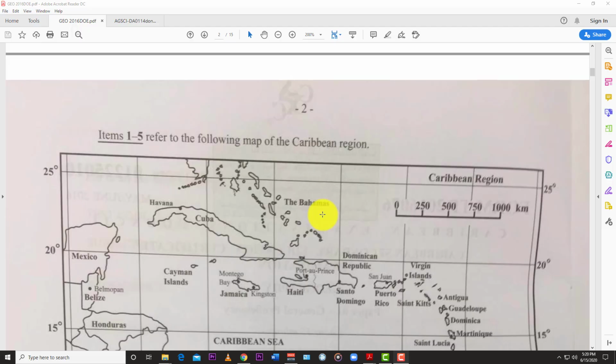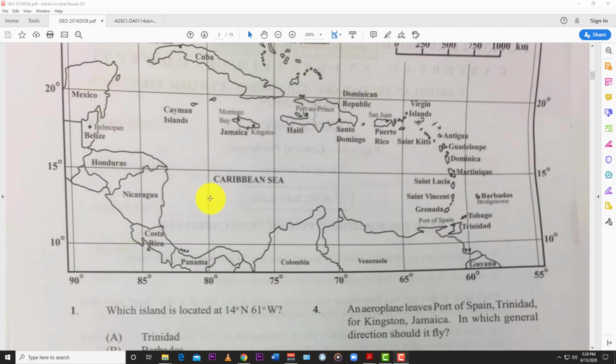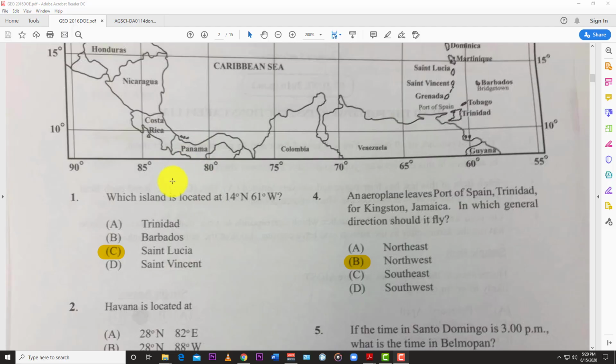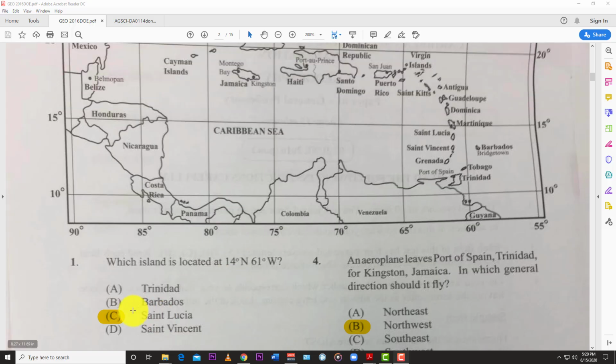And of course, you know it starts with a map, and so items 1 to 5 refer to the following map of the Caribbean region. The first question is, which island is located at 14 degrees north and 61 degrees west? The best answer here is C, St. Lucia. We see St. Lucia right here, a little shaving below 15 degrees north, so that's 14, and a little shaving to the west of 60, so that's 61. All right, so we got it right there, St. Lucia.